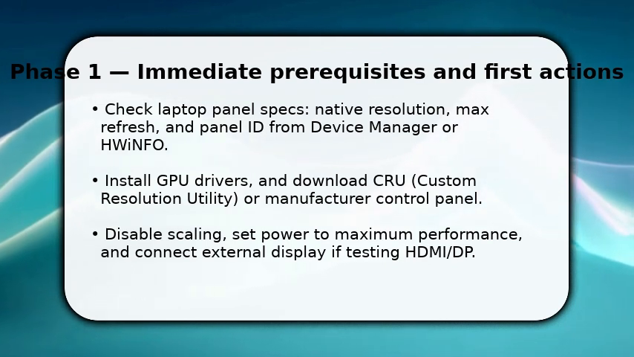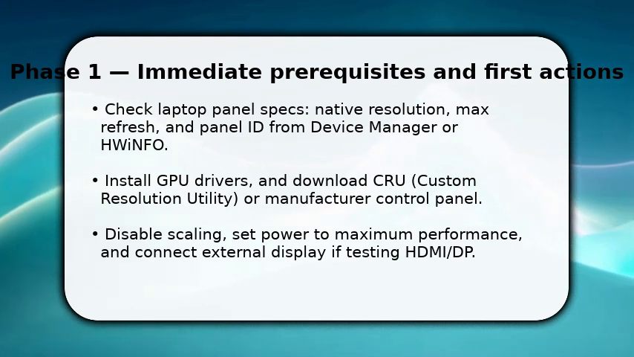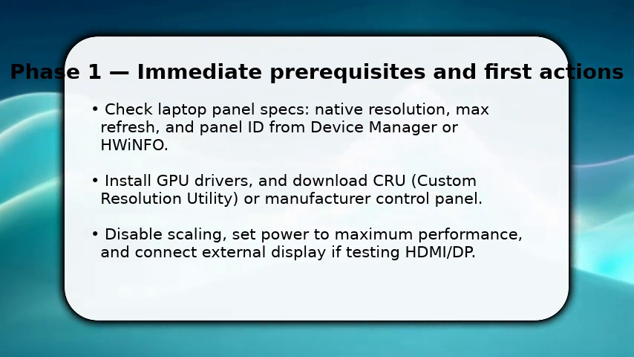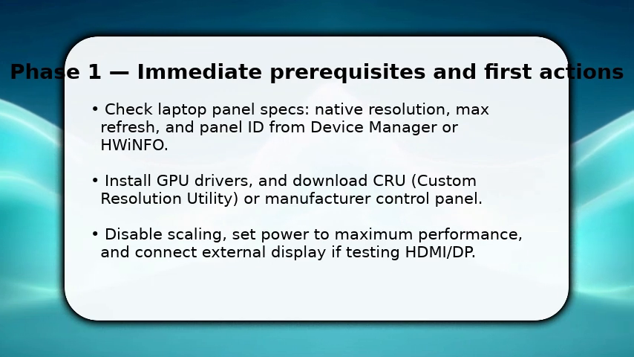Once done, set Windows power to maximum performance and disable display scaling so results aren't altered. Finally, decide whether you'll test on the internal panel or via HDMI/DP. External testing is safer for trial runs.